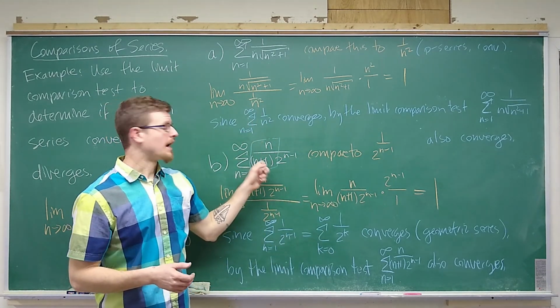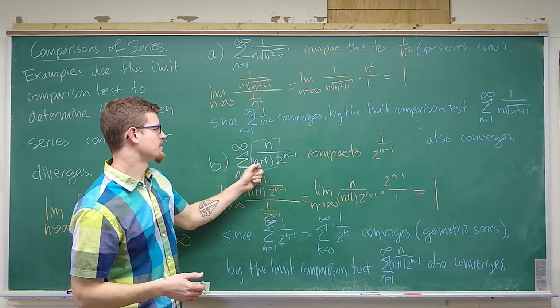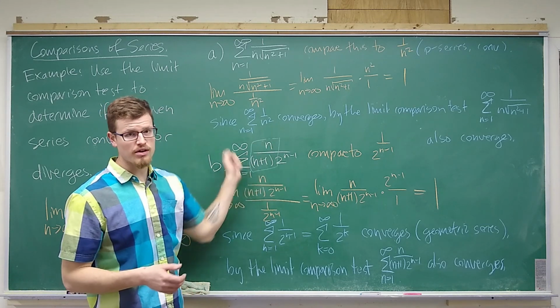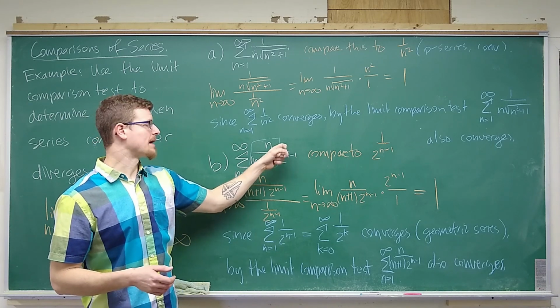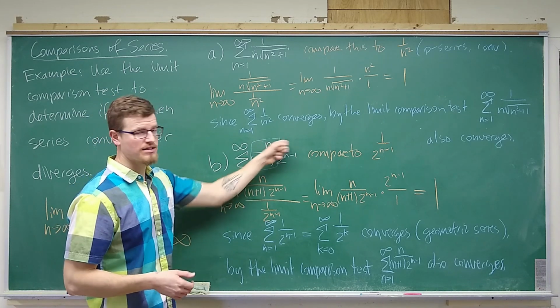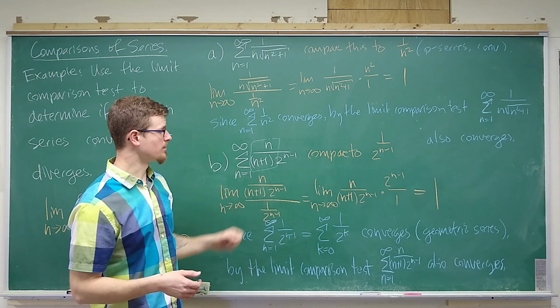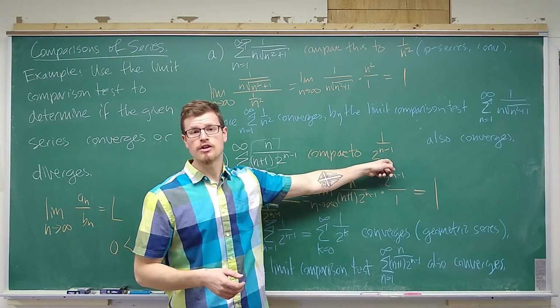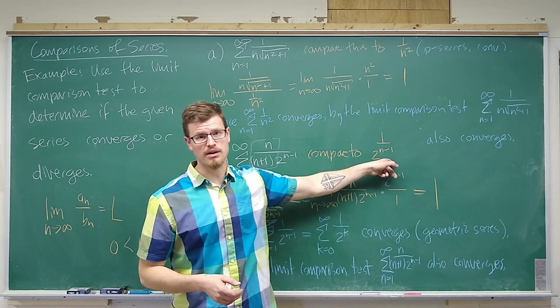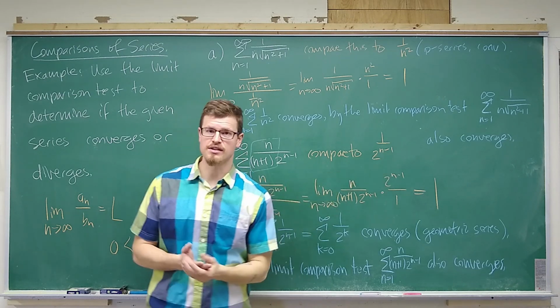Similarly here, I could use the direct comparison test. I can increase the overall value of the fraction here by simply adding 1 to the numerator. By adding 1 to the numerator, I now have the cancellation of n plus 1 in the numerator and denominator, which leaves me with exactly this. So again, I could also use the direct comparison test with exactly this series.